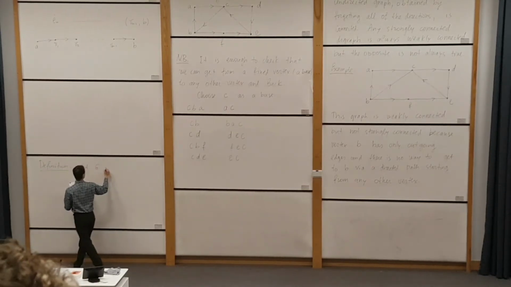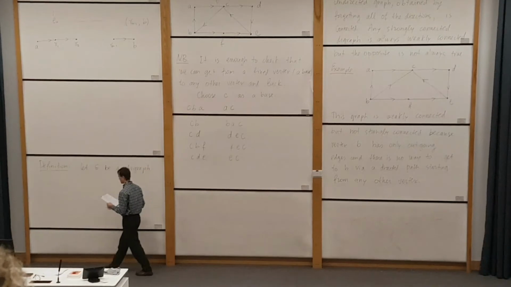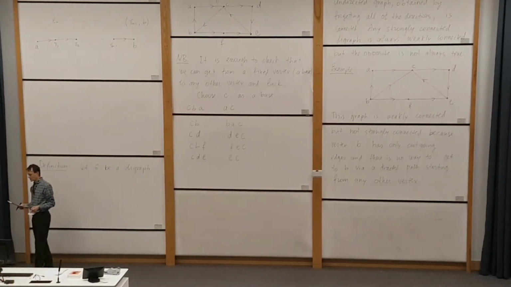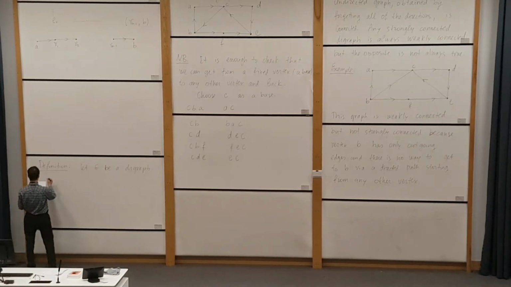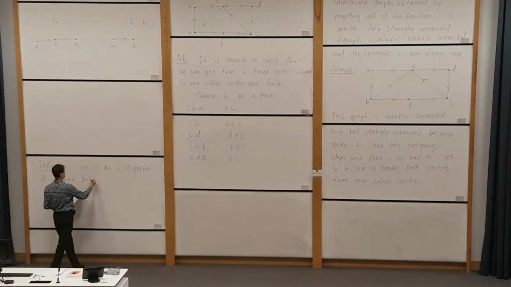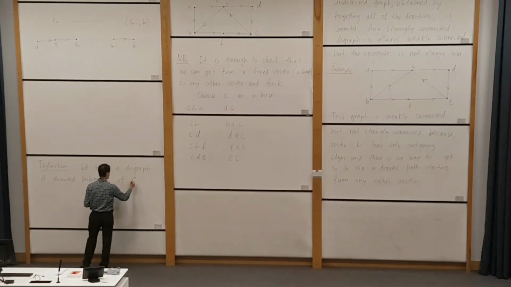So let G be a directed graph. A directed subgraph of G is called a strongly connected component if it is strongly connected, and it cannot be contained in any larger strongly connected subgraph of G. It's a very similar definition to the ordinary connectivity. You just have to add "strongly connected" whenever you talk about connectedness here. So a directed subgraph of G. So what do we mean?